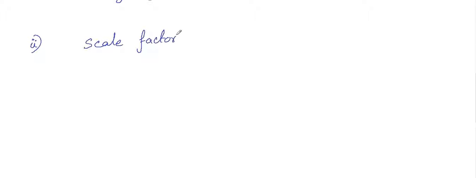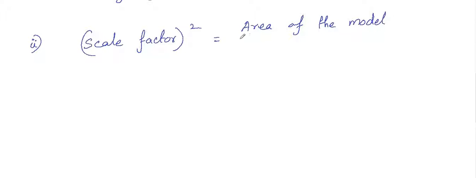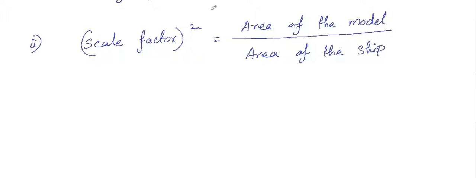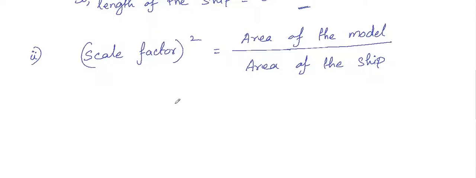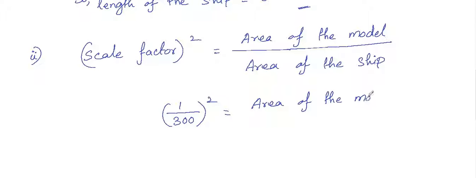So scale factor whole square equals area of the model divided by area of the ship. So scale factor is 1 by 300. Area of the ship is given, which is 1,80,000. So area of the model divided by 1,80,000.